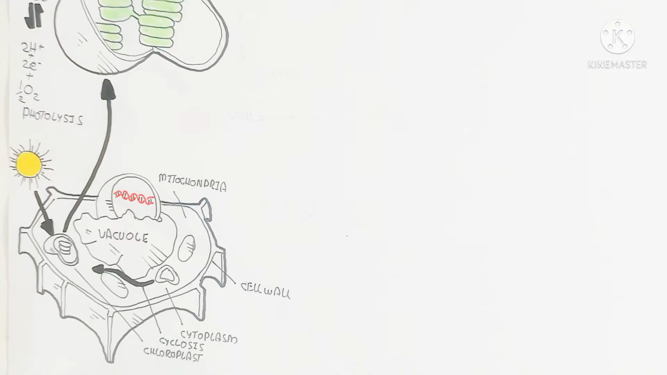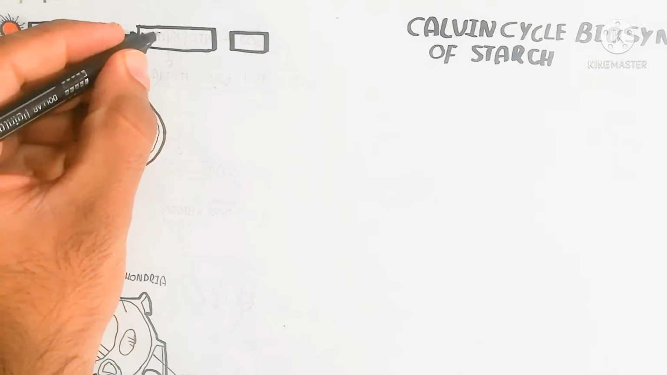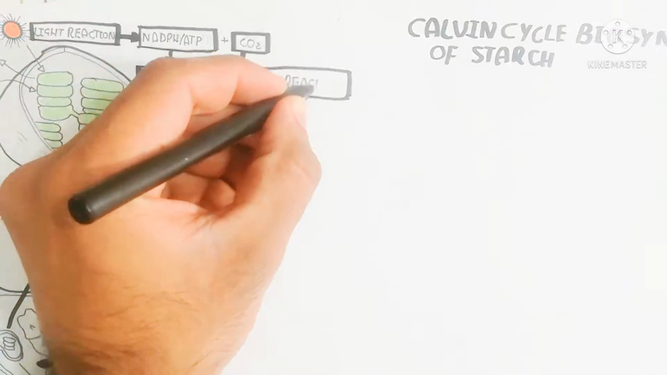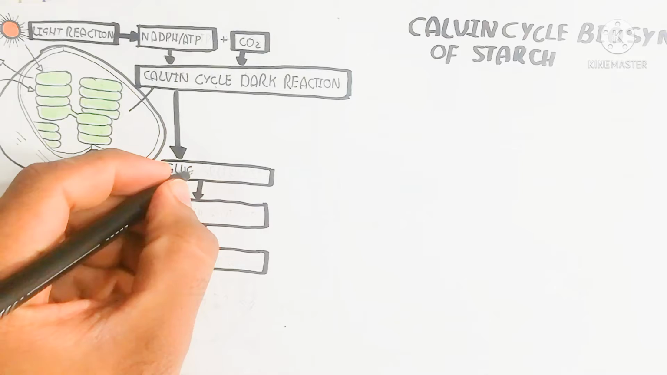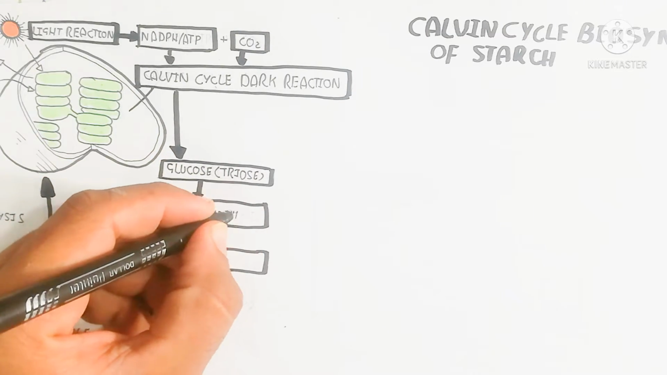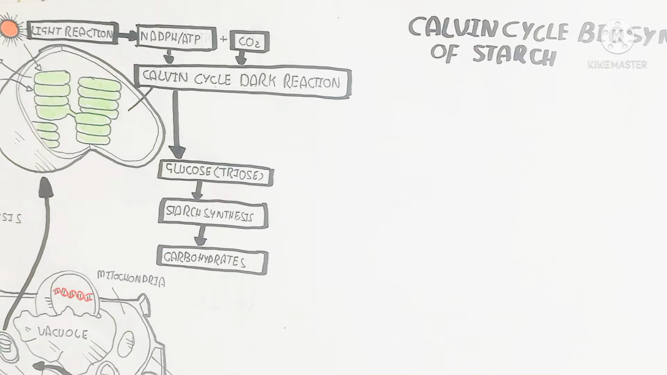So when there is more requirement of light, the chloroplast will move toward the light side of the sun. Here NADPH and ATP are produced from the light reaction and combine with carbon dioxide to go into the Calvin cycle. It is known as the dark reaction.